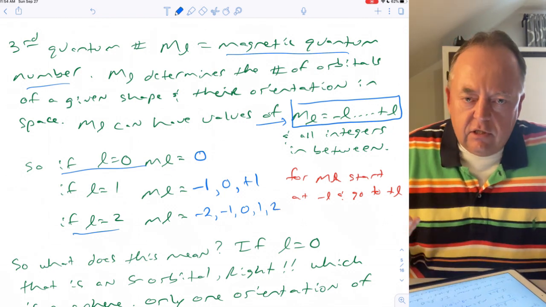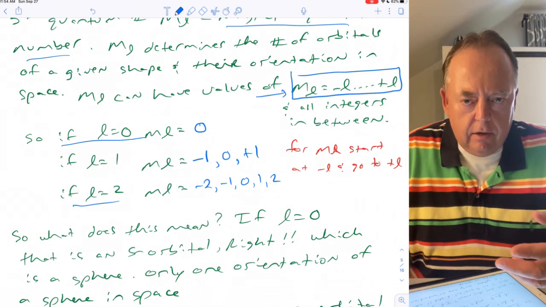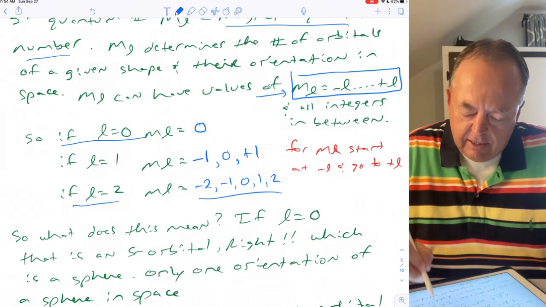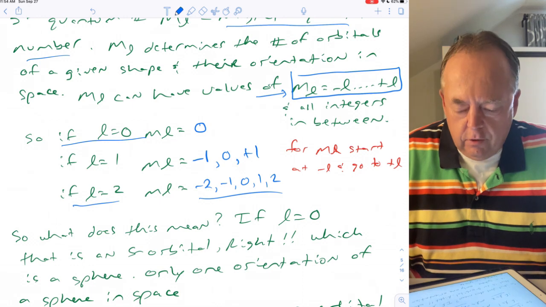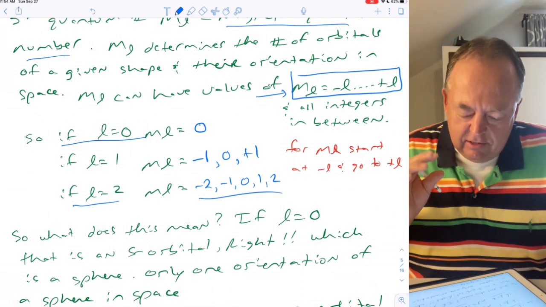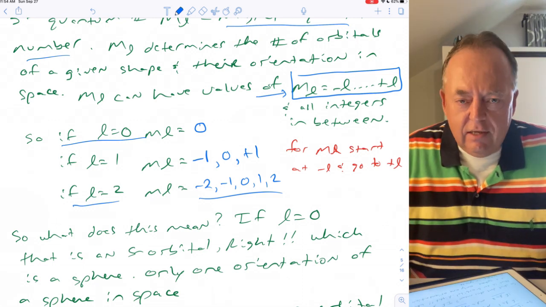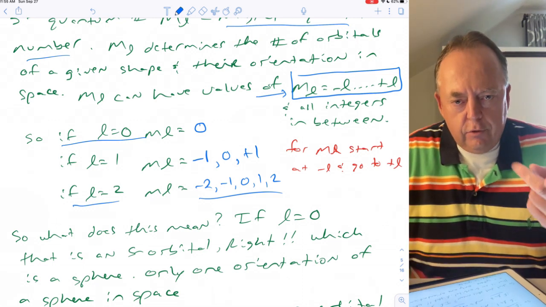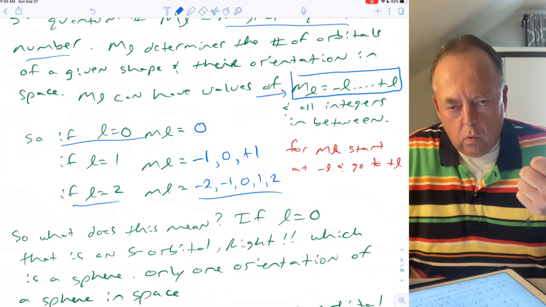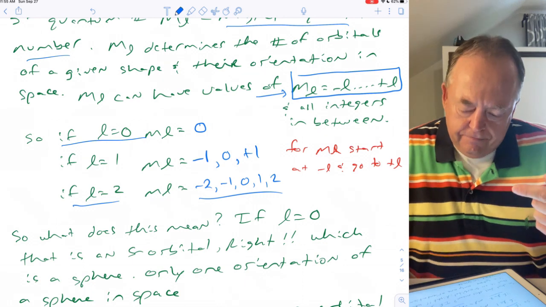So some of the questions in this chapter would be that easy. I tell you, L is 2, what is m sub L? And then you would just say, well, it's negative 2, negative 1, 0, 1, or 2. So it may not make much sense. What does that mean yet? But if you can do that, then you got some of the chapter down already. If L is 3, what is m sub L? It's negative 3, negative 2, negative 1, 0, 1, 2, or 3. All the way from negative L to positive L.